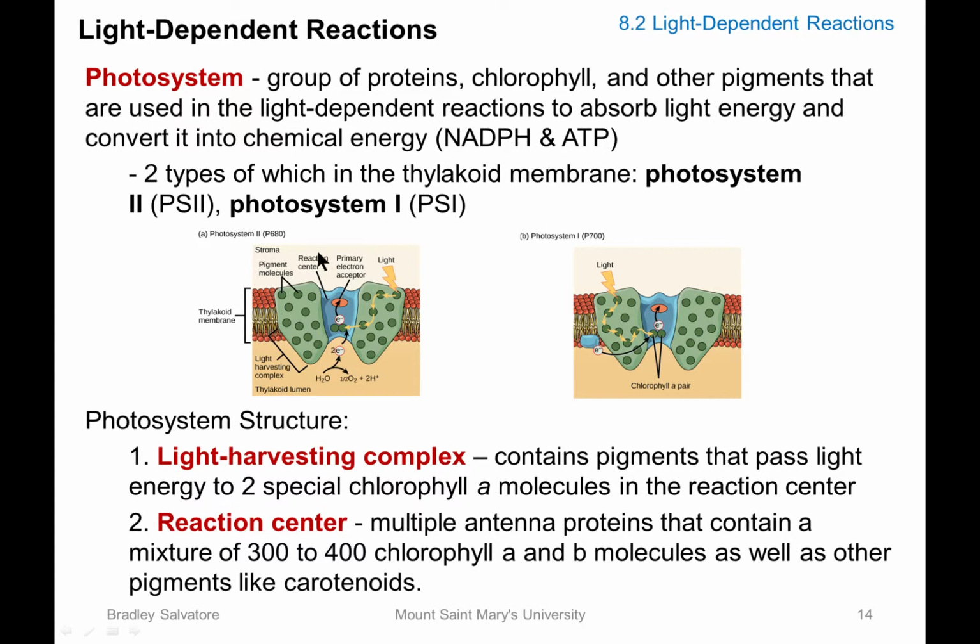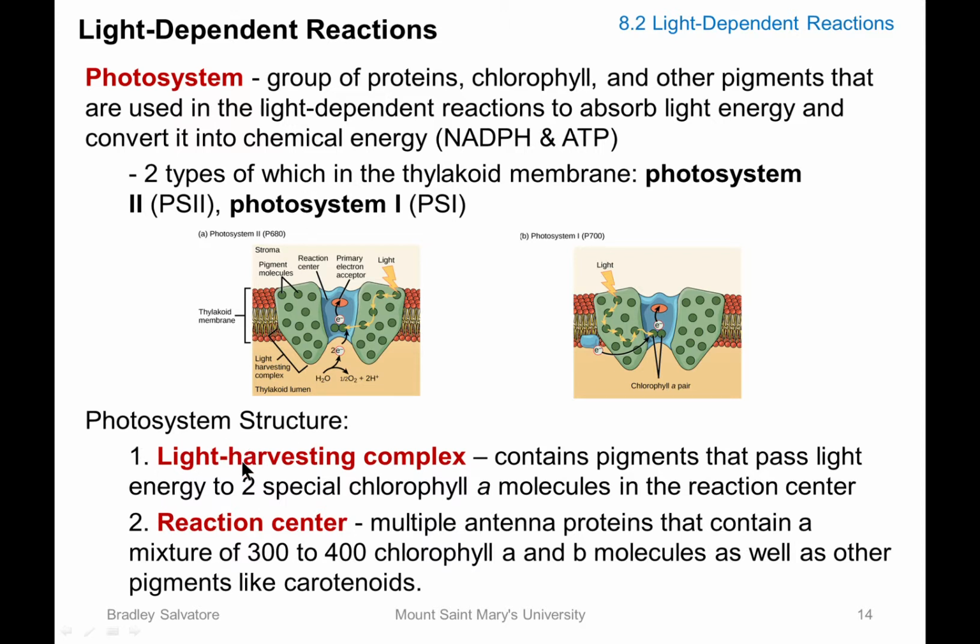So you have photosystem 2 and then photosystem 1. Photosystem 1 was actually discovered first, however it comes later in the pathway. So 2 is usually put first and then 1 after, but their naming is sort of reversed. And you can find these in the thylakoid membrane.